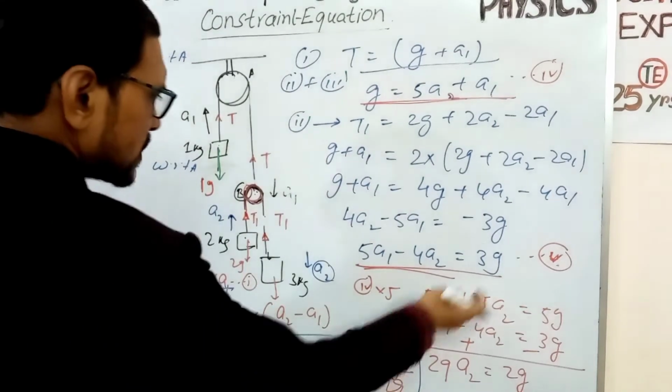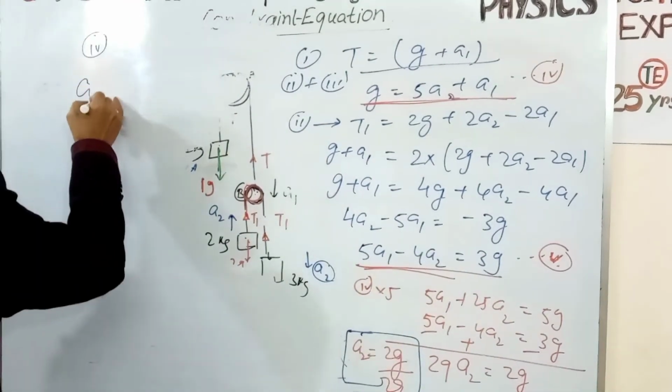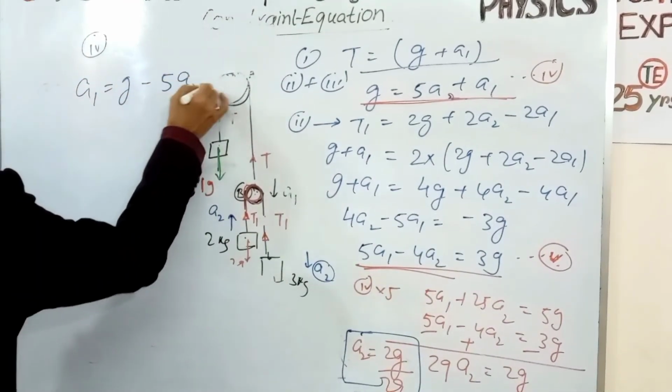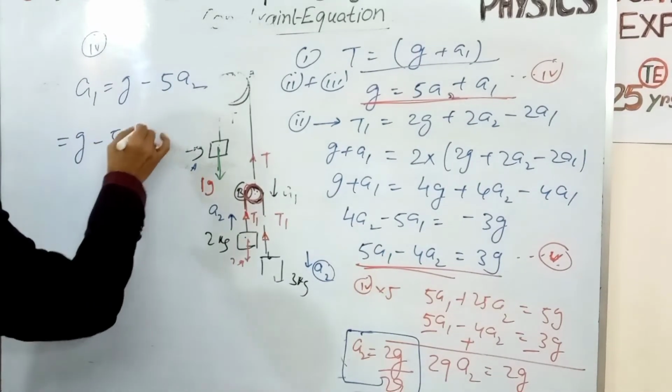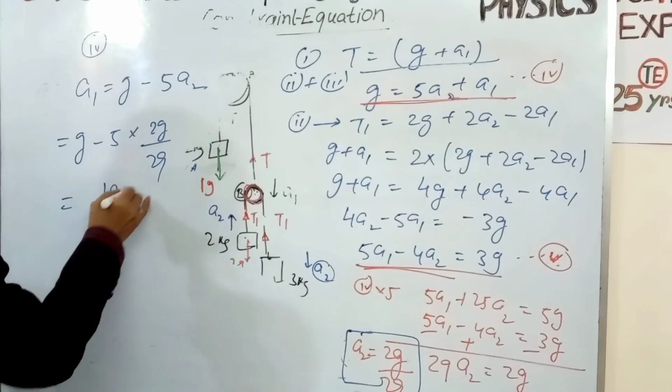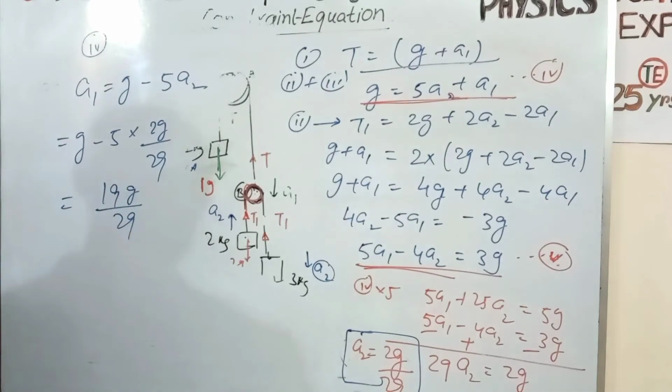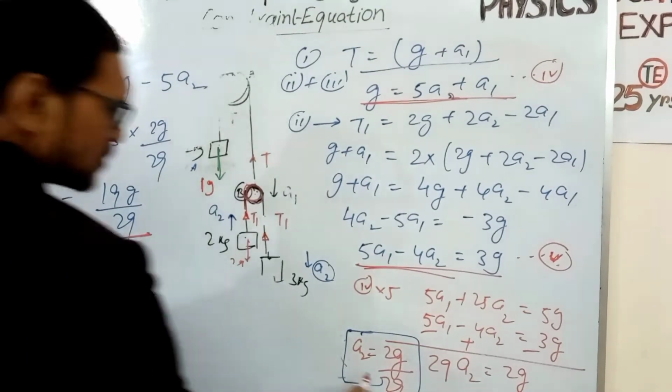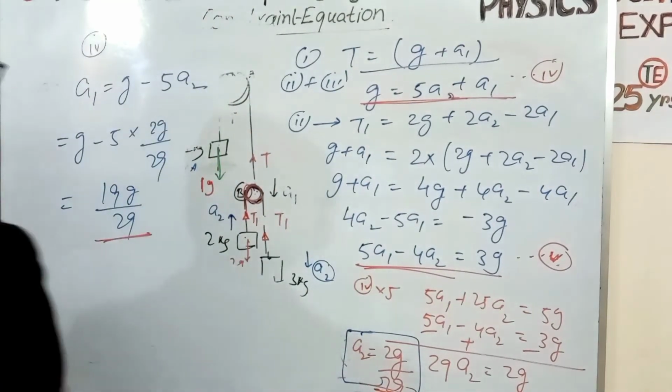If we get a2, then we get a1. We get a1 equals G minus 5a2, which is G minus 5 times 2G by 29, that is 19G by 29. So we get a1 and a2.